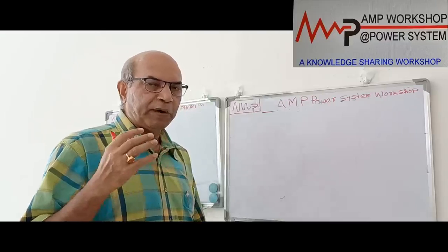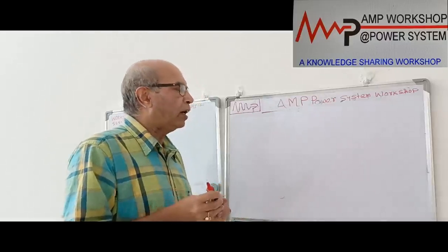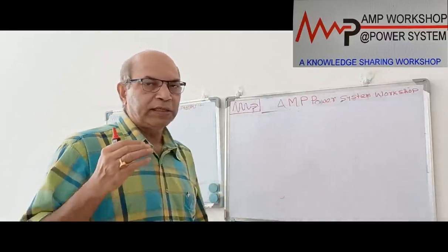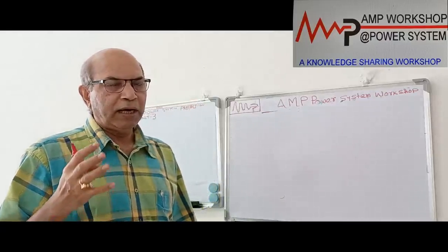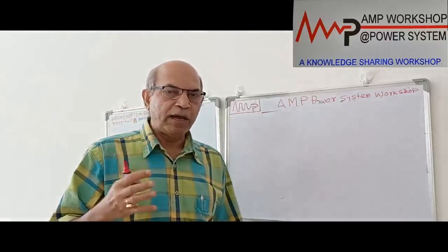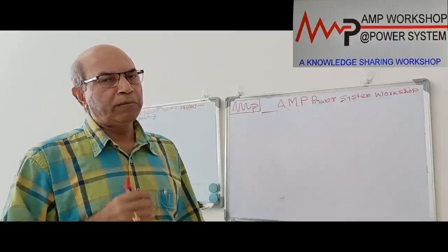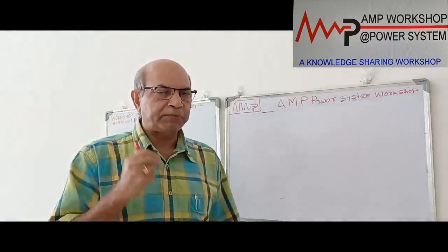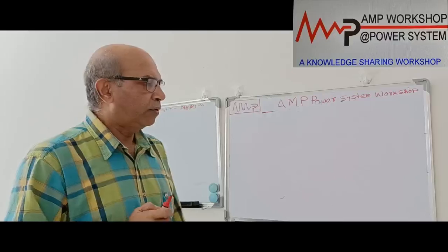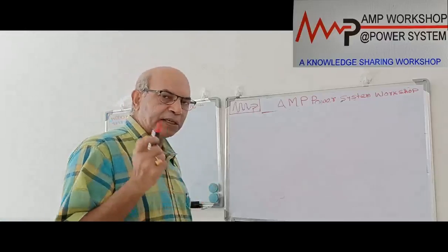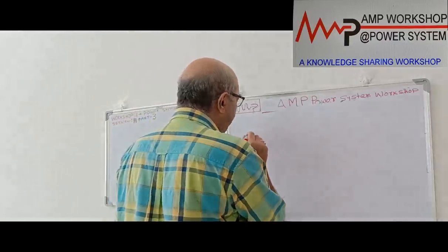If we make this differential scheme, we can make one small analysis of why CT saturation takes place. From there we can make out how the relay can be made high impedance, and why the high impedance relay will not be susceptible to CT mismatch or CT saturation. We discussed this during our differential protection, but still, I am explaining it another time.